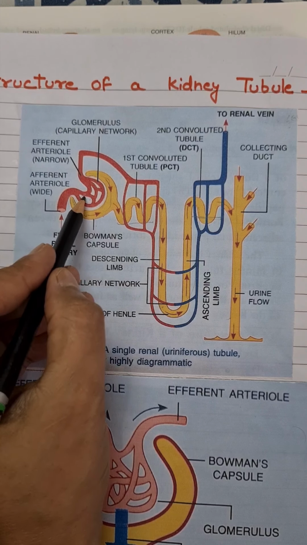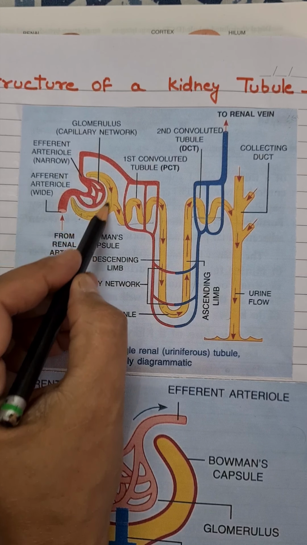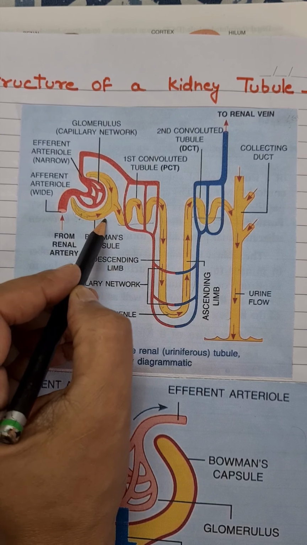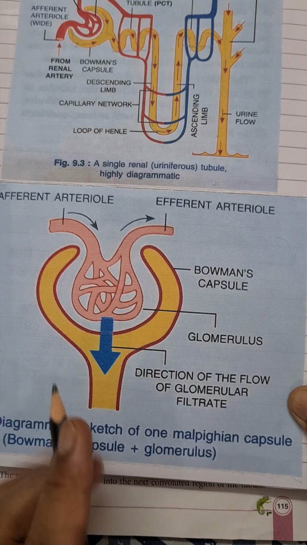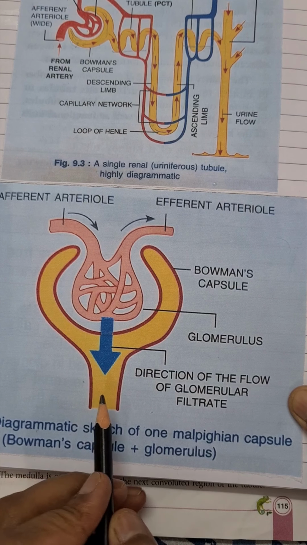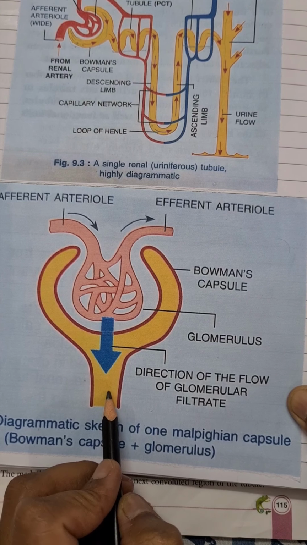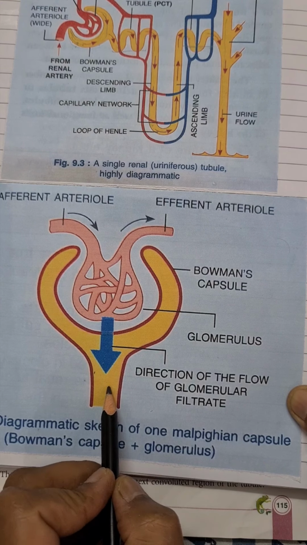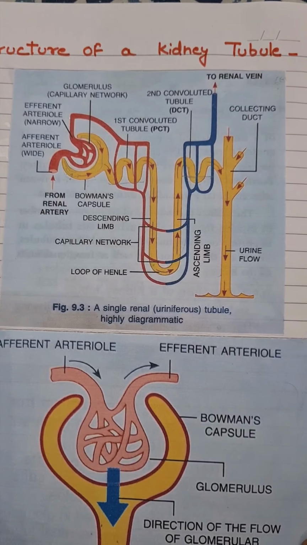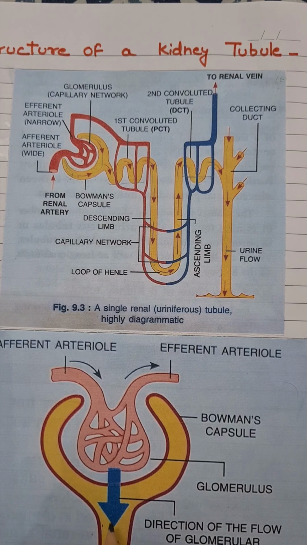Now this glomerulus and this cup shape Bowman's capsule together are known as Malpighian capsule, and the diagram of Malpighian capsule is very important from examination point of view. This diagram is very important. Diagram of nephron is also very important, and this Malpighian capsule is also very important.